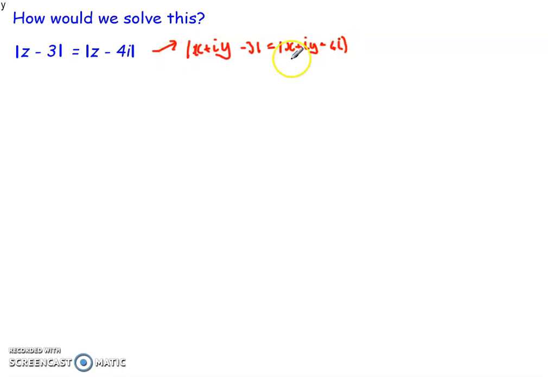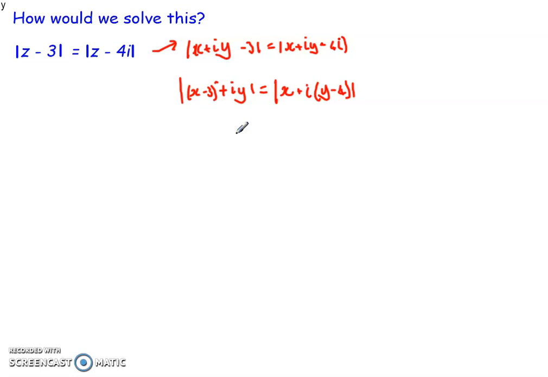What I then do is group the real and imaginary parts of both together as well. So this one, I'm going to have x minus 3 plus iy equals the modulus of x, and then I'm going to group the imaginary parts together, plus i bracket y minus 4. Square both sides.